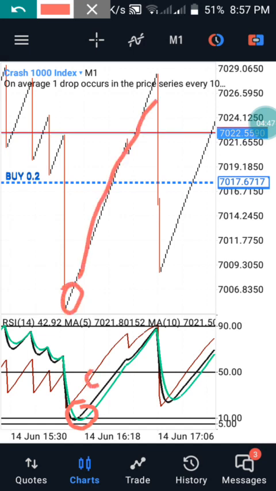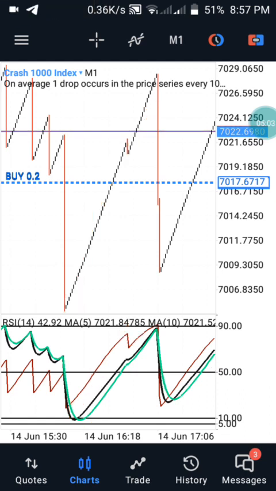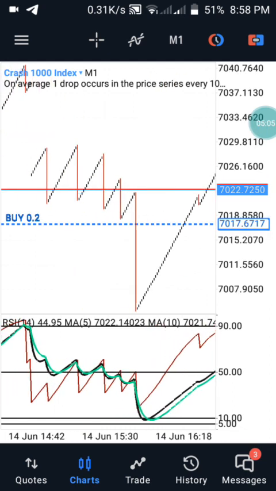Your take profit one might be at the 50 level in this area, and you might also wait for the 90 level to take your take profit two. But I will advise you guys to always go with take profit one, which is the 50 level, or if it goes a little bit above it, then you can easily go with that.